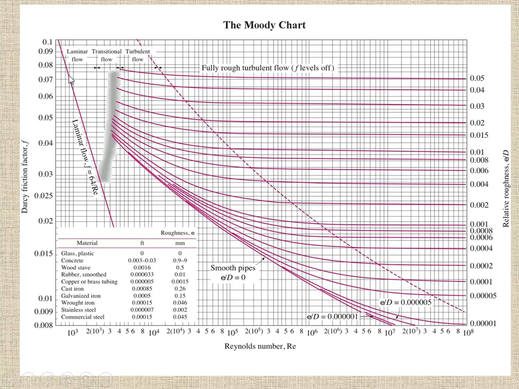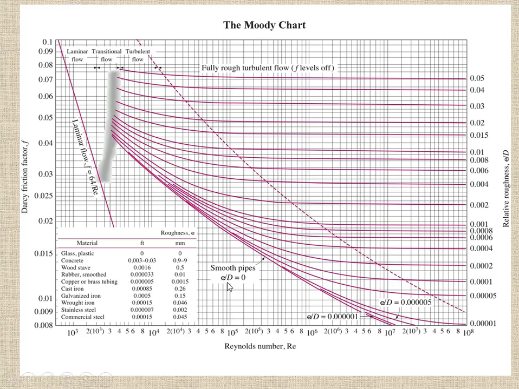So this line is for the laminar flow, and you can calculate the Darcy friction factor, or friction factor, for any Reynolds number below 2300. If the flow is above 4000, or in the turbulent region, we need another component, which is called the relative roughness, E by D ratio.